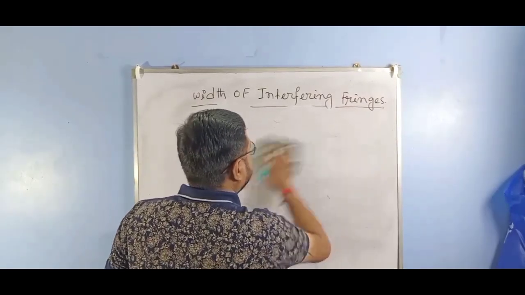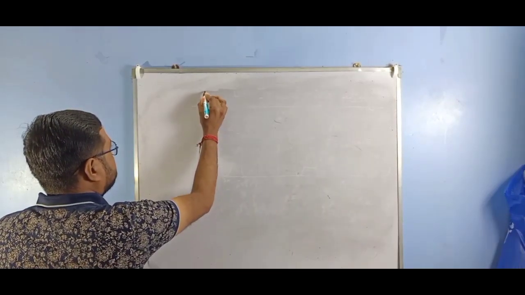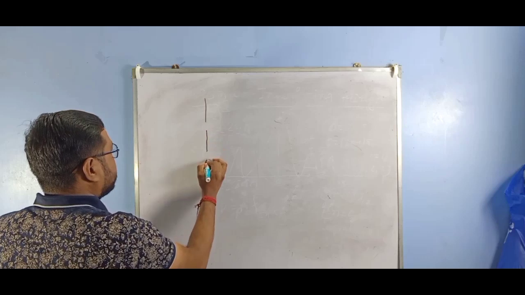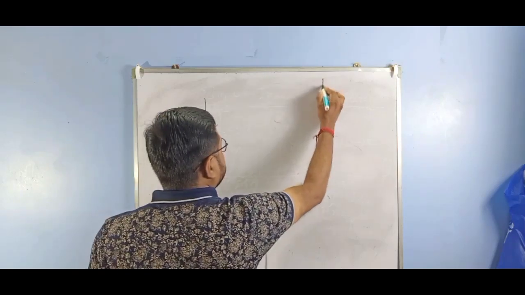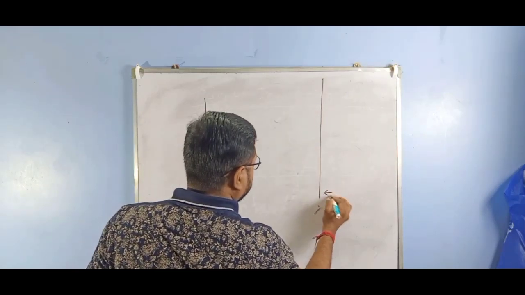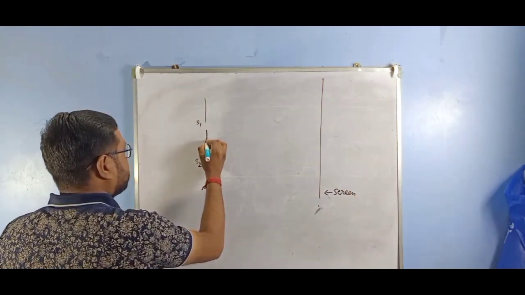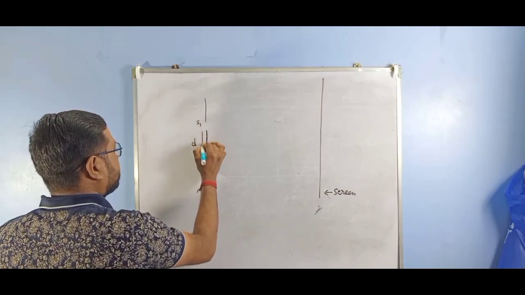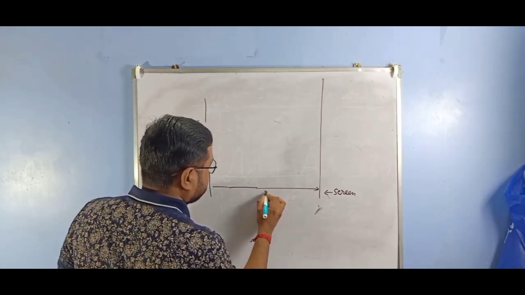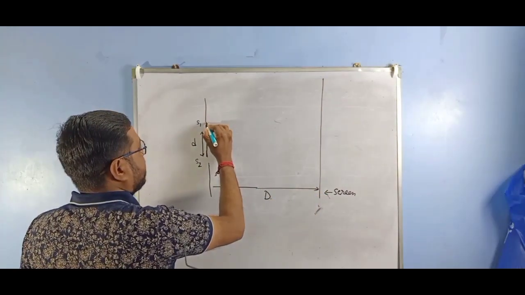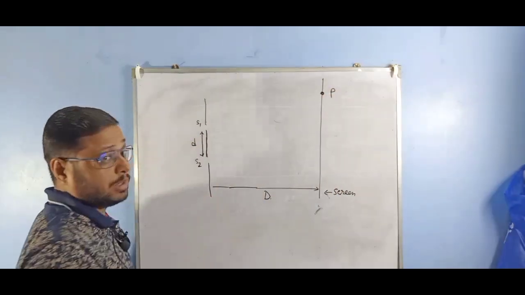So, at first we draw the picture of the previous day. Two slits, S1 and S2, are placed at a distance D from the screen. The distance between the two slits is small d, and the distance between the slits and the screen is capital D. Now, let P be a point where the light waves from S1 and S2 meet.